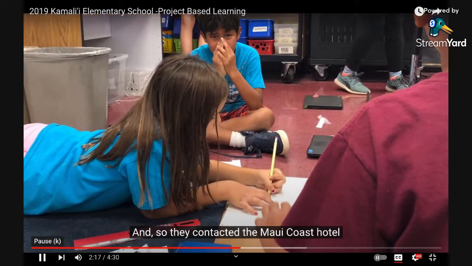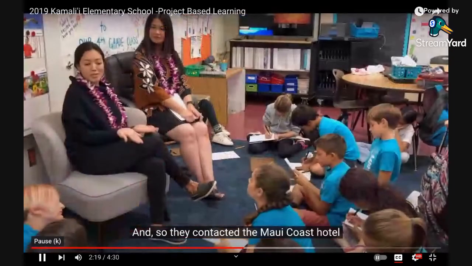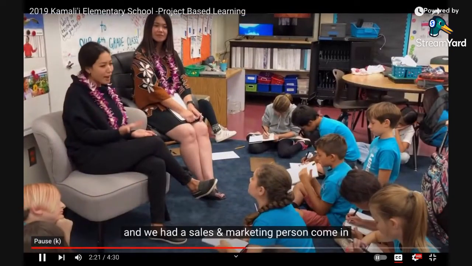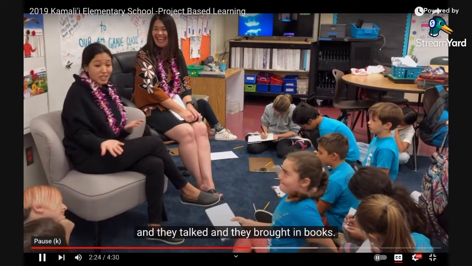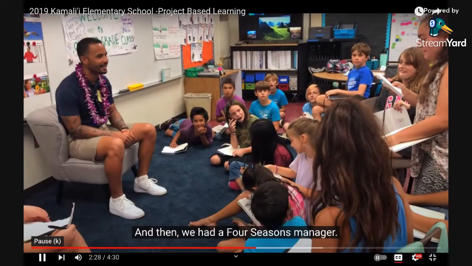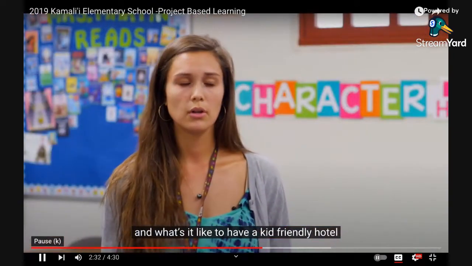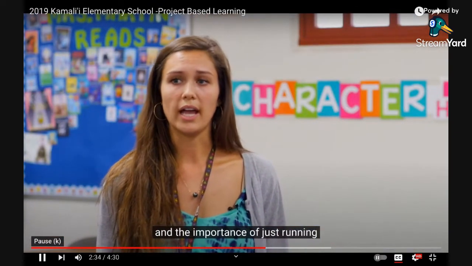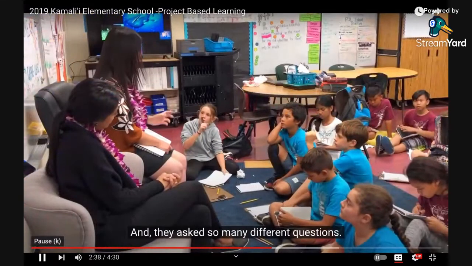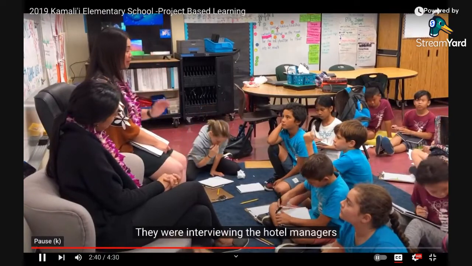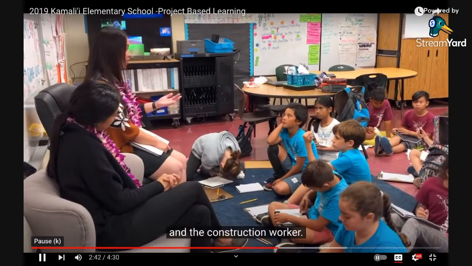So they contacted the Maui Coast Hotel and we had a sales and marketing person come in and they talked, they brought in books, and then we had a Four Seasons manager. He's a pool manager and he talked about the safety and what's it like to have a kid-friendly hotel and the importance of just running a hotel in general. And they asked so many different questions. They were interviewing the hotel managers and the construction worker.